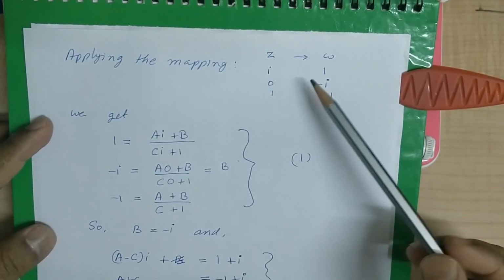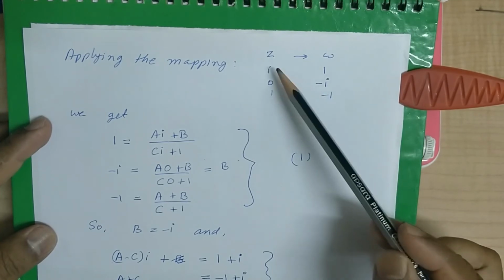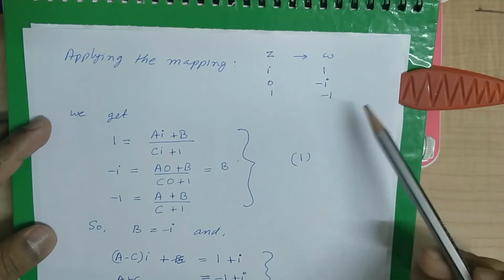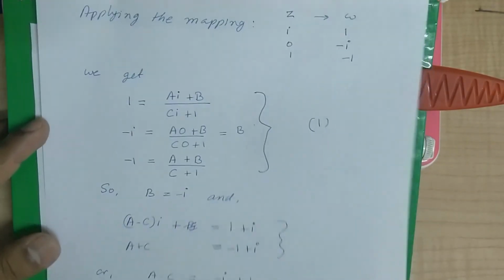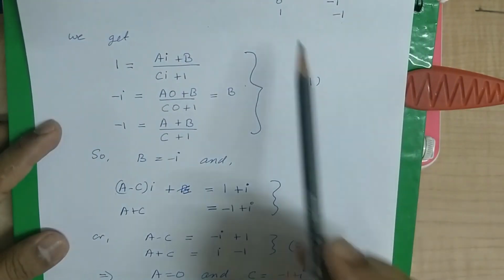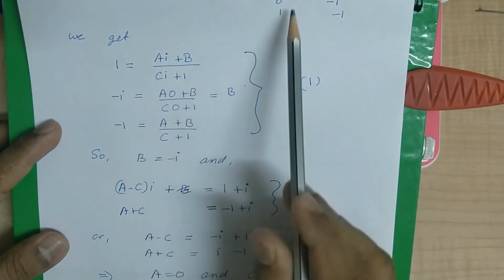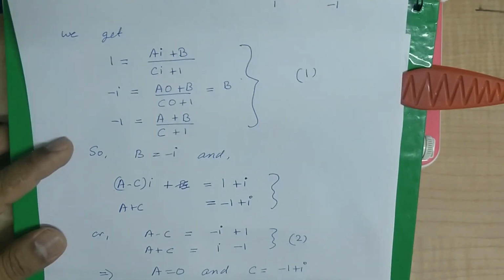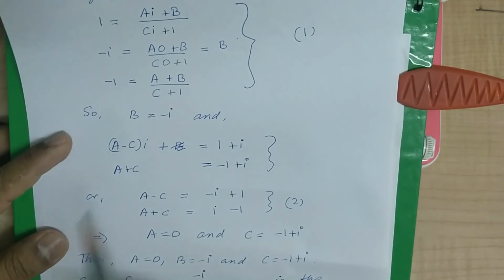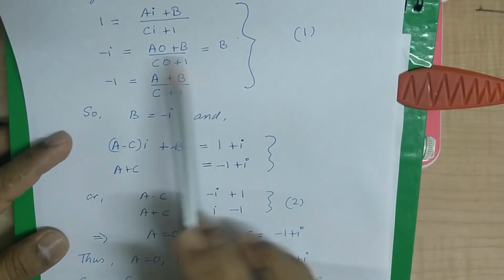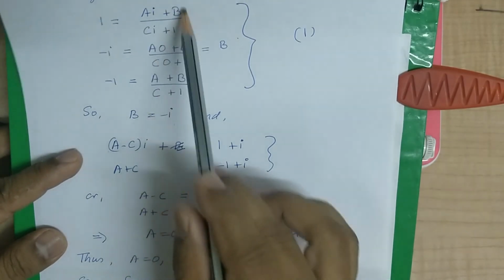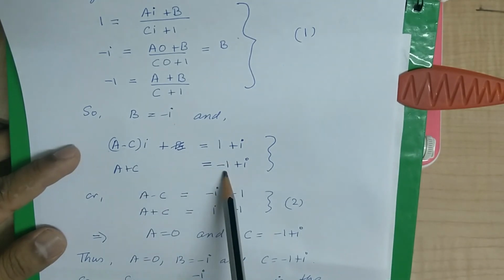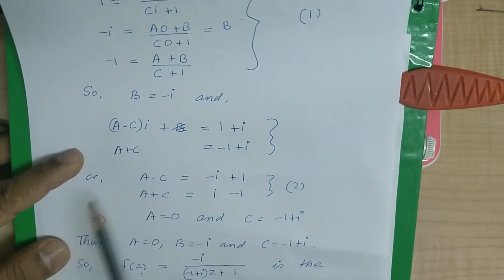Now we do the same thing as we had done earlier when d was equal to 0. So we apply the mapping now: i going to 1, 0 going to minus i, and 1 going to minus 1. This will give me a set of equations. With the first one, I get this equation. With the second one, I get this equation. With the third one, I get this equation. Now the second equation immediately gives me that b is minus i, and the remaining two equations give me, after simplification, two simultaneous equations in the two unknowns a and c.